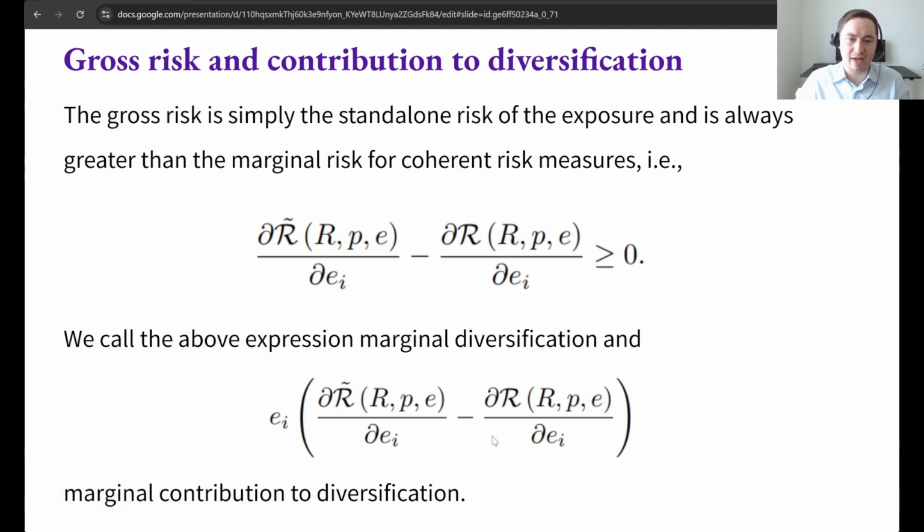We also define something as the marginal diversification here. So this is just the exposure multiplied by this quantity, so that we can see how much each exposure actually contributes to the diversification of the portfolio, and the diversification is the difference between the gross risk contribution and the marginal risk contribution. So please just look at these equations and think about it, and I'm sure that you will realize that it's quite straightforward. Otherwise, you will see it in the examples where it should make sense for you.